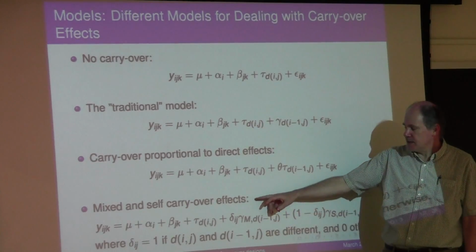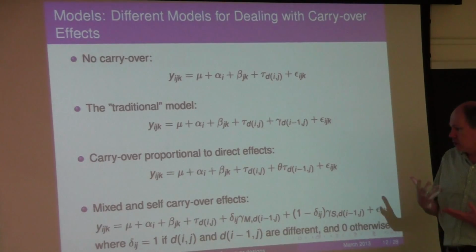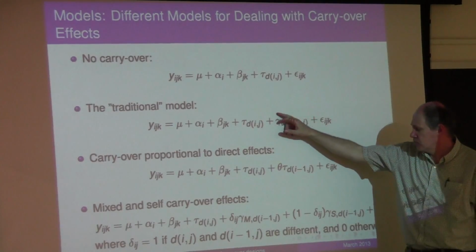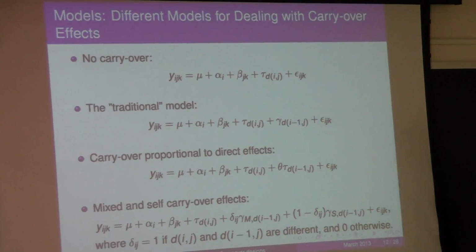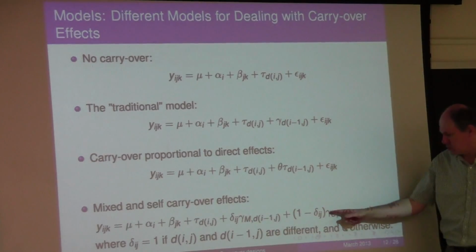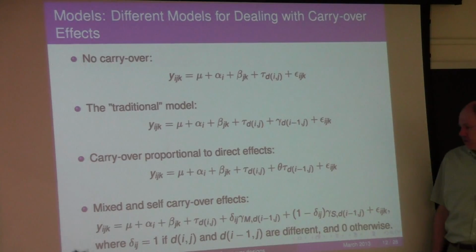And then the last model here is again a variation that's based on modeling the carryover effects in a different way. Rather than just have a single carryover effect as in this model, there are two different carryover effects now. There is something called the gamma M, and there's something called the gamma S. And gamma M refers to mixed carryover effects, and gamma S refers to self-carryover effects.